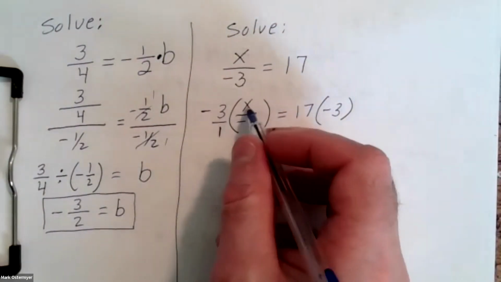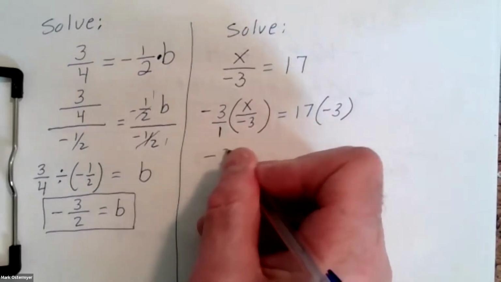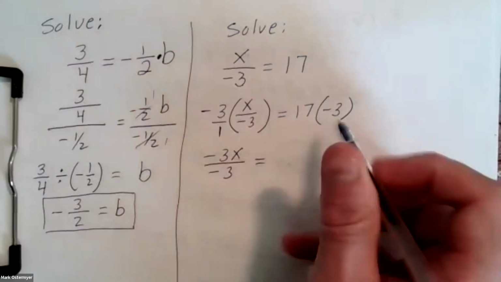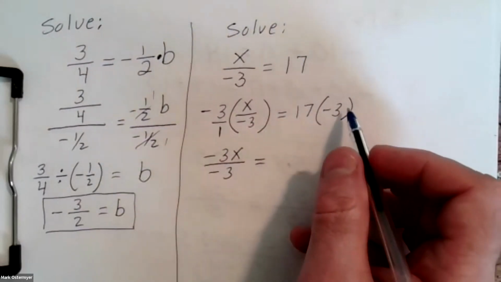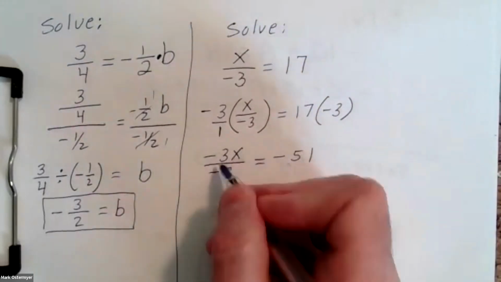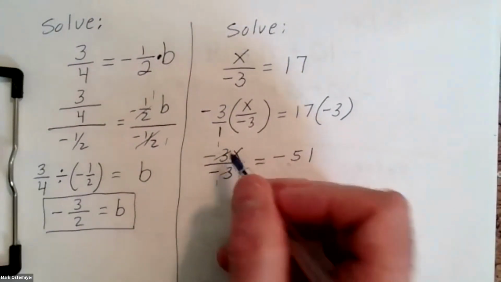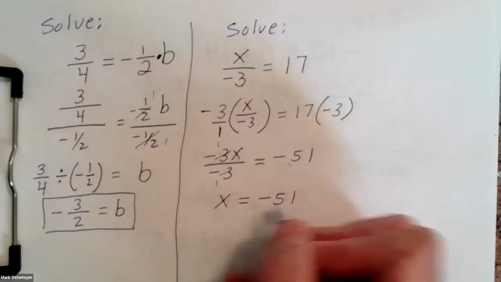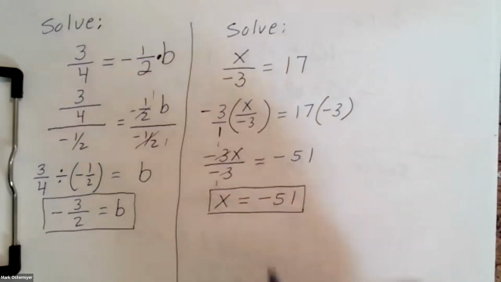Notice on the left side, when I multiply these together, I'll have -3x over -3. And on the right side, -3 times 17 is going to give me -51. Notice the -3's here reduce to 1, and 1 times x is better known as x. So the solution to this equation is -51. That would be your solution.